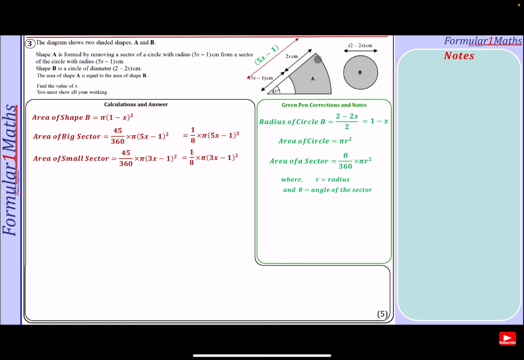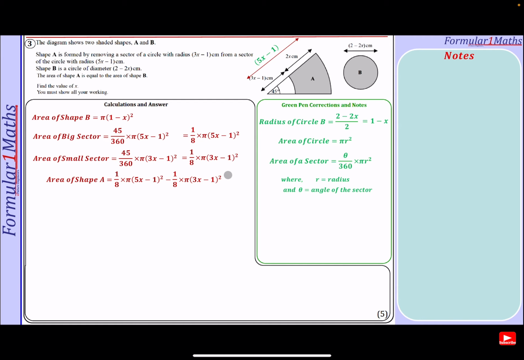Now, how do we find the area of this shaded part? Shape A, we need to take the area of the small sector from the area of the big sector. So let's go and do that. So area of shape A is all that, and you can see that this is the area of the big sector, and this is the area of the small sector.